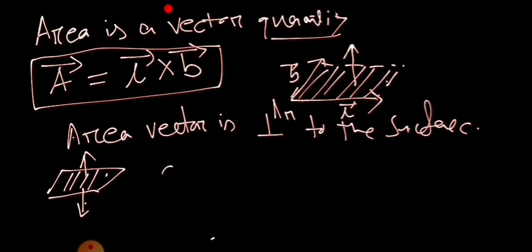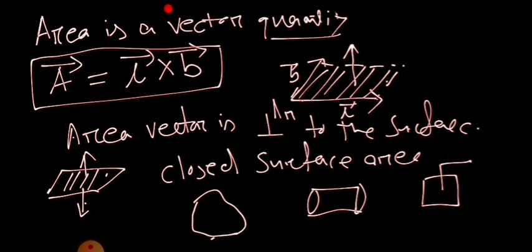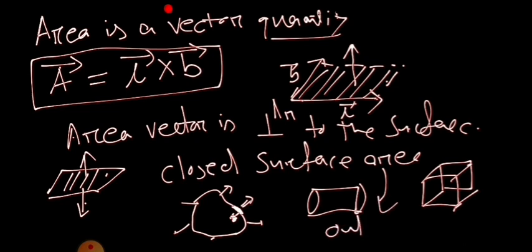But in case of a closed surface area, suppose this is a closed surface, or you take a cylinder, or a parallelepiped, which is a closed surface. If you want to find the direction, there are two normals, but you have to take the outward normal. In case of a closed surface area, we take the outward normal as the direction.